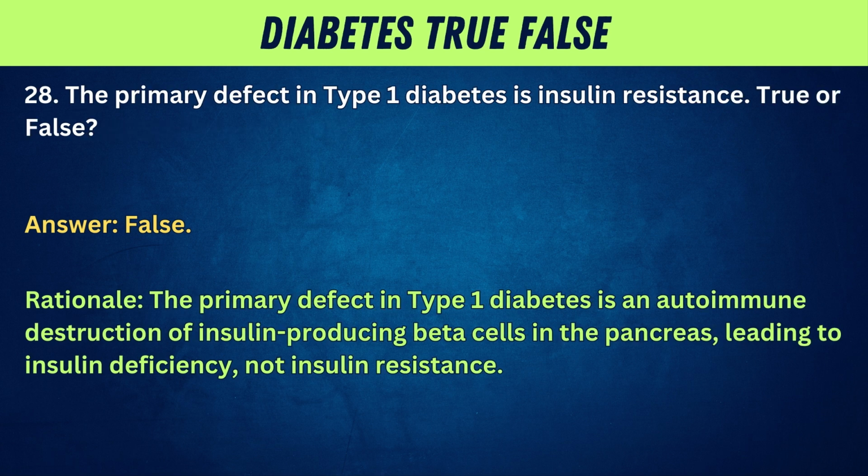28. The primary defect in type 1 diabetes is insulin resistance. True or false? Answer: false. Rationale: the primary defect in type 1 diabetes is an autoimmune destruction of insulin-producing beta cells in the pancreas, leading to insulin deficiency, not insulin resistance.